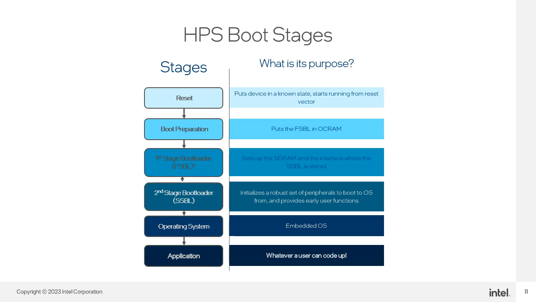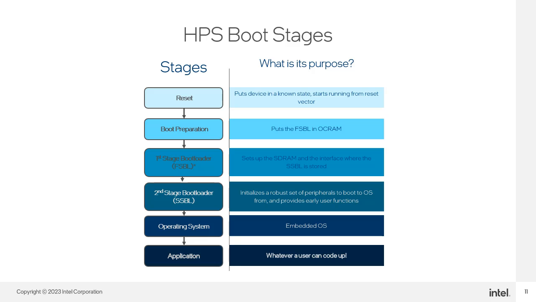The first stage of the flow is the reset, to have the device in a known state running from the reset vector. Then the boot preparation puts the first stage bootloader in the on-chip RAM. The first stage bootloader sets up the SDRAM and the interface where the second stage bootloader is stored. You can use U-Boot or ATF.